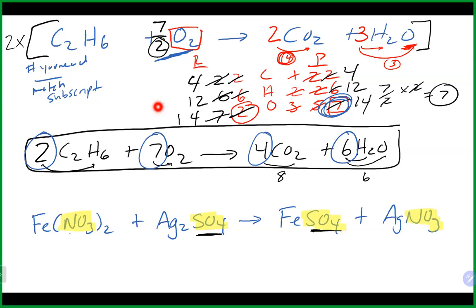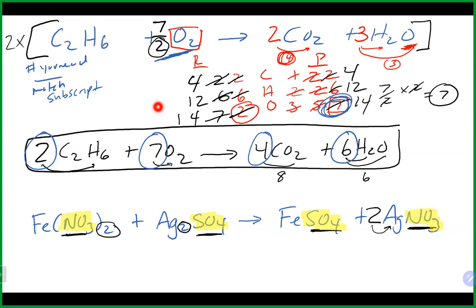On the left-hand side, we have how many NO3s? 2. On the right-hand side, we have just 1. So that's what we would want to fix by putting a 2 in front of it. That now gives us 2 of the NO3s. And it now gives us, though, how many silvers? 2, which is good because that's what we need. So we're actually done at this point.